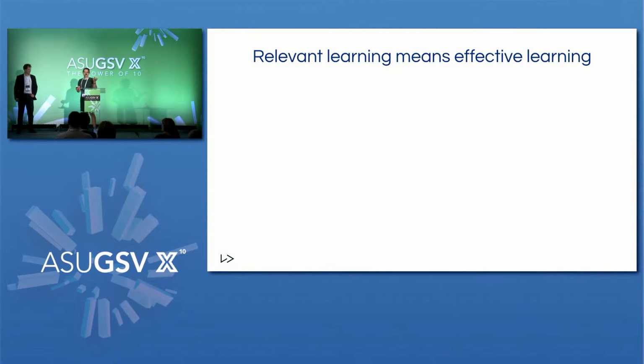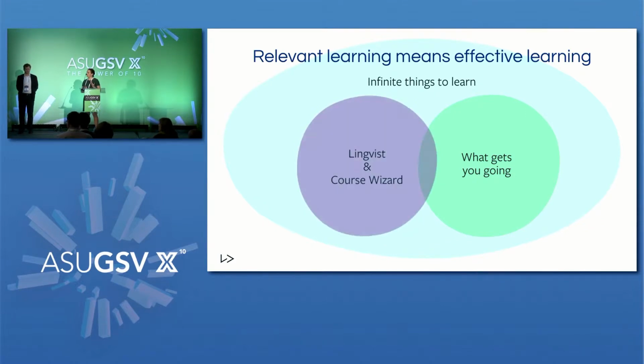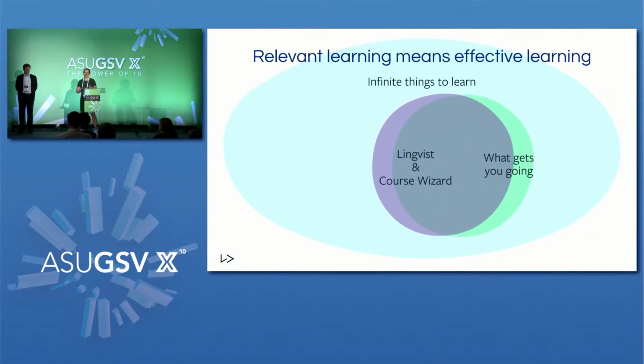So there's an infinite amount of things to learn in this world, and only a small part of this actually gets you going. Only a small part you're passionate about. And traditional learning platforms haven't been very good at singling this out for you. So we at Lingvist have built technology that really caters to this. Course Wizard is a unique course creation tool that is based on neural networks that are trained on vast amounts of text corpora to provide you a tool to really offer a personalized learning tool.